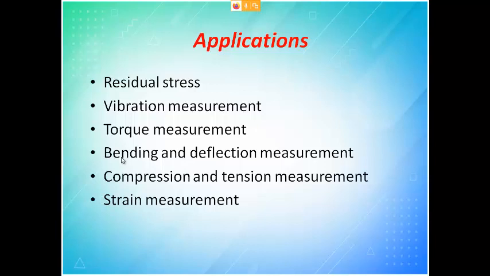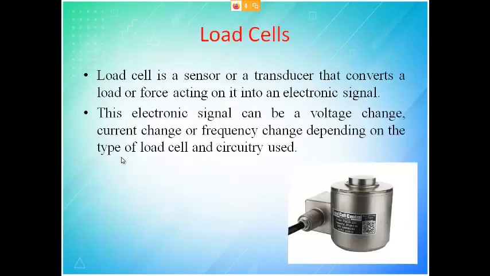So bending and deflection measurement: there are some equipments where bending will be there, you have to measure this bending, and beyond a certain limit you are not supposed to allow the bending effect. So that is where, in civil engineering and all, you use the strain gauge. Then compression and tension measurement, then strain measurement, how much strain is being exposed on that particular material. So these are the various applications where you go for strain gauge. Then comes your load cell. Load cell is similar to strain gauge, only difference, a load cell is a sensor or a transducer that converts load or force acting on it into an electronic signal.